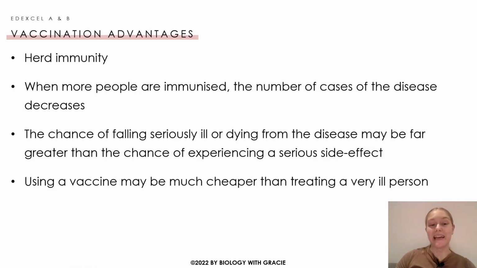Now we're going to talk about the advantages of vaccinations. So the first is herd immunity, and if you don't know what that is, don't worry, we're going to talk about that a little bit more in a second. We've then got the fact that when more people are immunized, the number of cases of the disease decreases, and this is because usually if you're immunized, you're much less likely to catch that disease, and hence the number of cases decreases. And then in comparison, the chance of falling seriously ill or dying from a disease is usually far greater than the chance of experiencing a serious side effect from a vaccine.